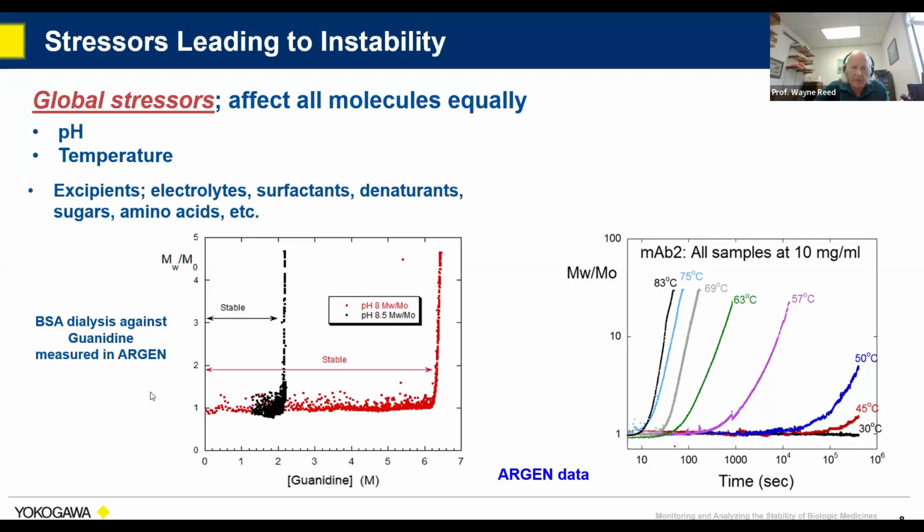Those can also provoke instability. So here's an example of just bovine serum albumin dialyzed against guanidine. I'll show the method we're using to do light scattering under dialysis in a few minutes. But what you see is that it's stable as the guanidine increases, and then at pH 8.5, it suddenly goes unstable. It aggregates massively. So we have a stability regime, and after that, it's totally unstable. If we change the pH, it lasts a lot longer before it goes off.